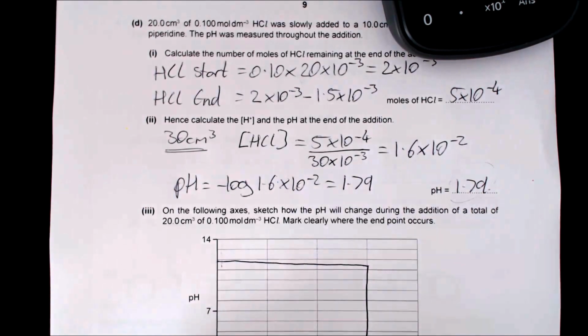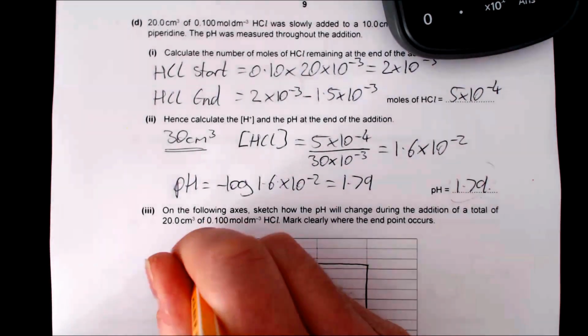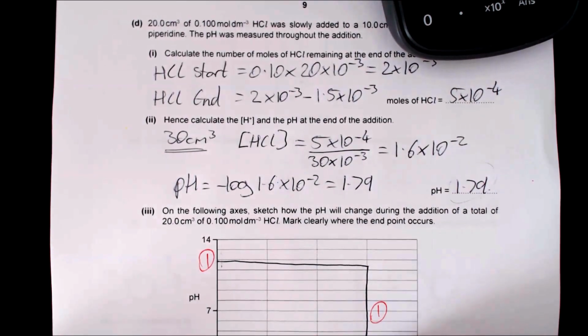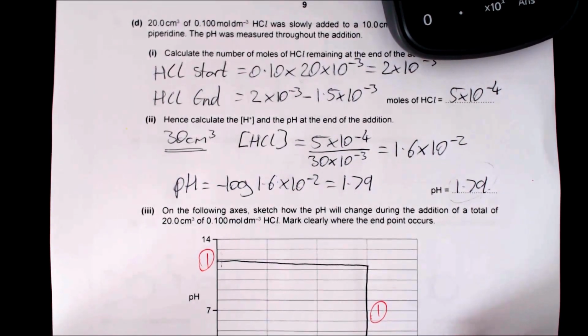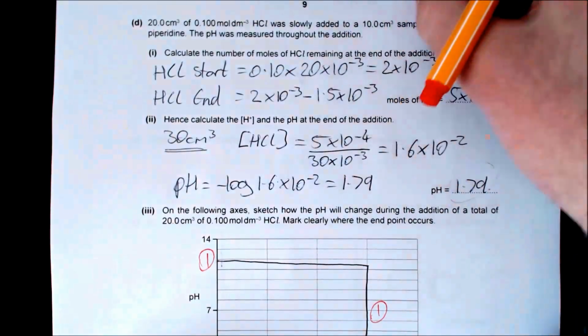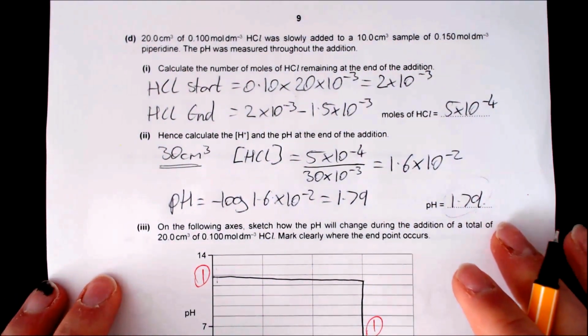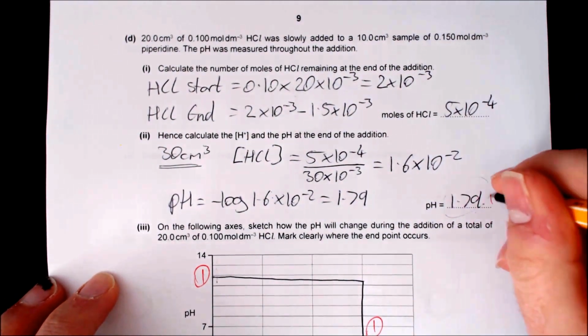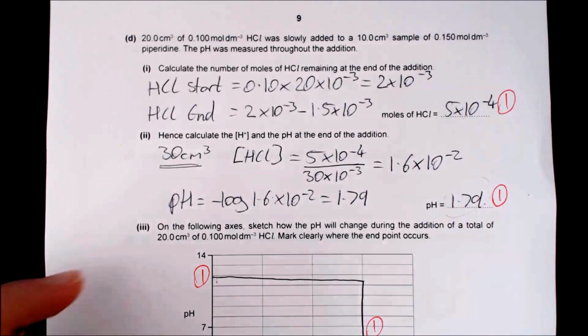So we get 1 mark for making sure that this is drawn here fine. The end point, which is here, and then this bit here. So you get 3 marks in total. And I should also point out for these ones that you also get 1 mark for this, and you get 1 mark for that one as well.